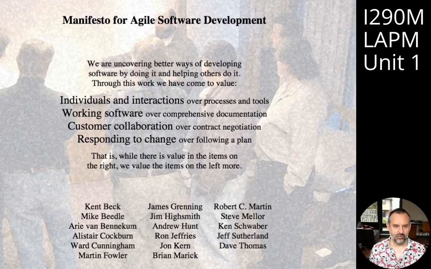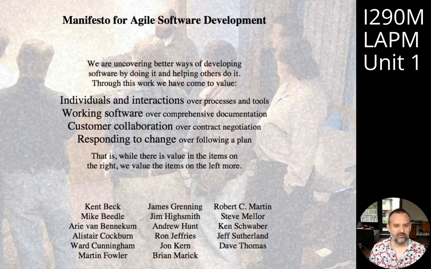Underneath it says, that is, while there's value in the items on the right, we value the items on the left more. So individuals and interactions over processes and tools. So it's not that processes and tools are bad, they're good. But what's more important is individuals and interactions. So we see that all the time today. People are really keen on tools, they're really keen on implementing processes, but those on their own don't achieve results. We need teams, we need people, we need communication, we need process improvement, we need to change the way we do work in response to the tools in order to be successful.